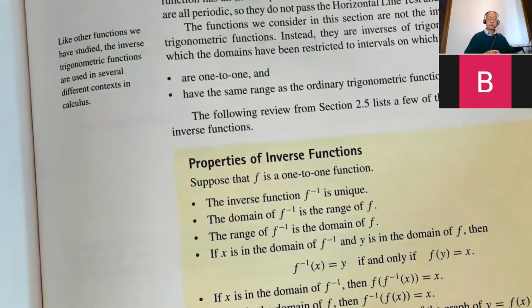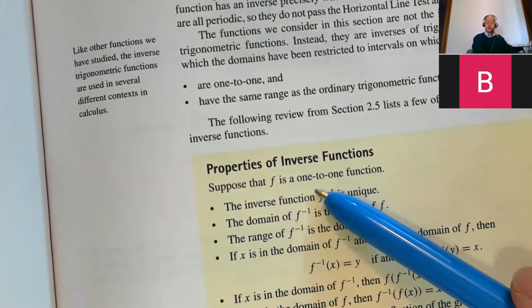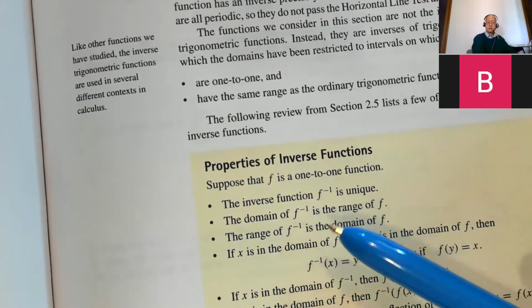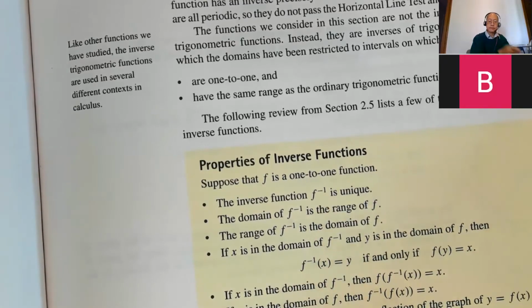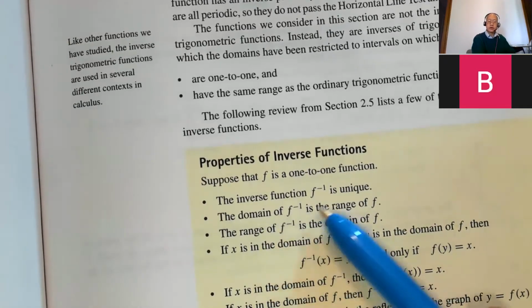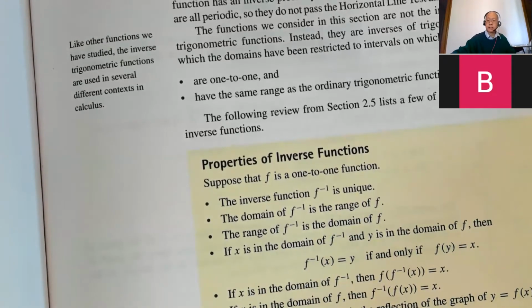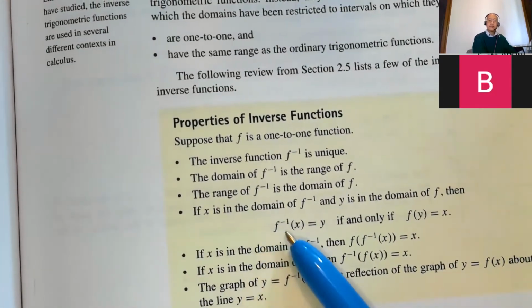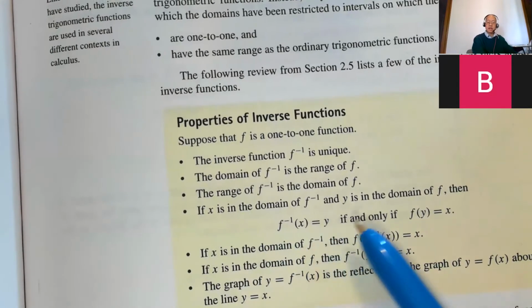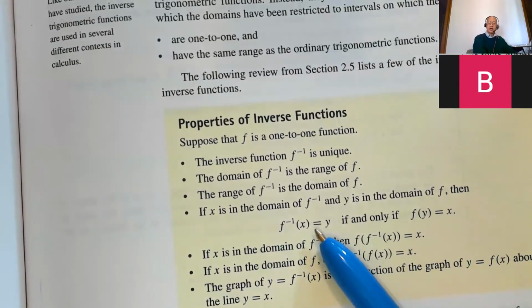First, recall some properties of inverse functions. You can have an inverse of a 1-to-1 function, one that passes both the horizontal and vertical line test. The inverse function is unique; there's only one such inverse, F inverse. The domain of F inverse is the range of F and vice versa. That makes sense because we were swapping the X and Y coordinates. F inverse of X equals Y means the same thing as F of Y equals X.